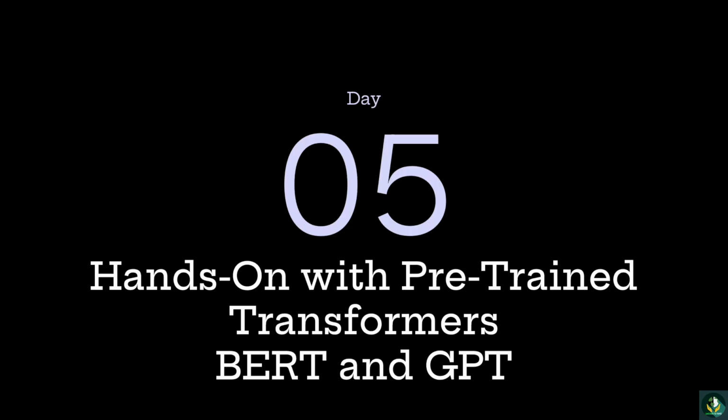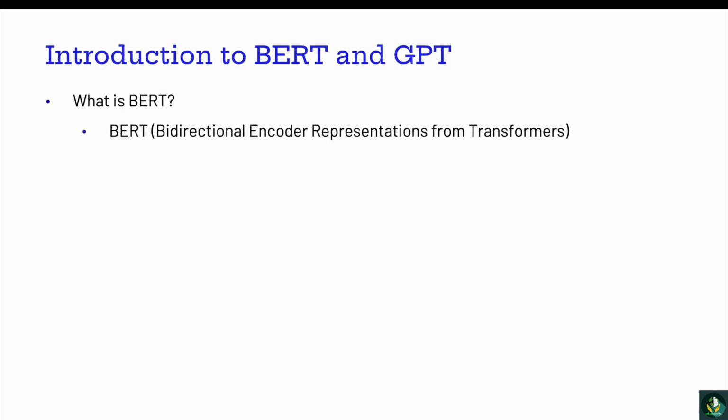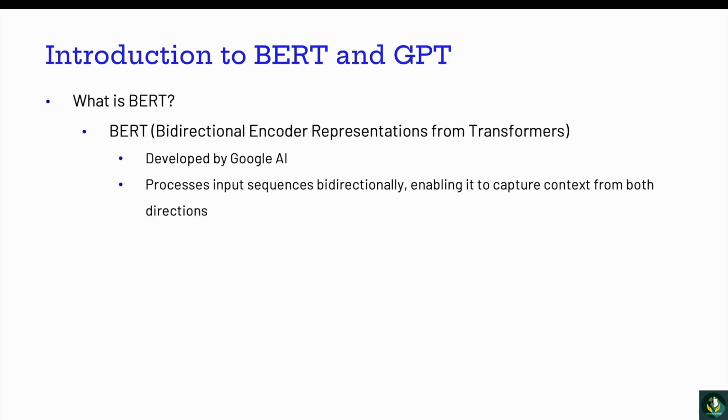Day 5, hands-on with pre-trained transformers like BERT and GPT. Today, let's start with an introduction to BERT and GPT, some of the very popular ones that you've probably heard. Now, what is BERT? BERT stands for Bidirectional Encoder Representations from Transformers. It's developed by Google AI. It processes input sequences bidirectionally, enabling it to capture context from both directions.